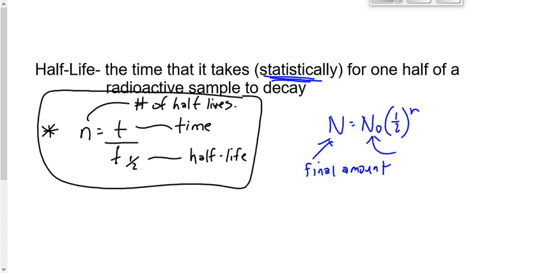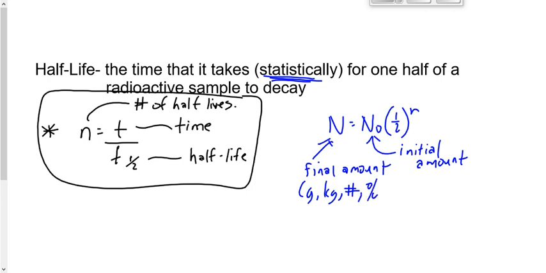And N0 stands for the initial amount. And of course, little n, we already know that stands for the number of half-lives that have elapsed. Now, N and N0 can be whatever units you want, as long as it indicates an amount. Sometimes it might be grams, kilograms. Sometimes it might just be a number.